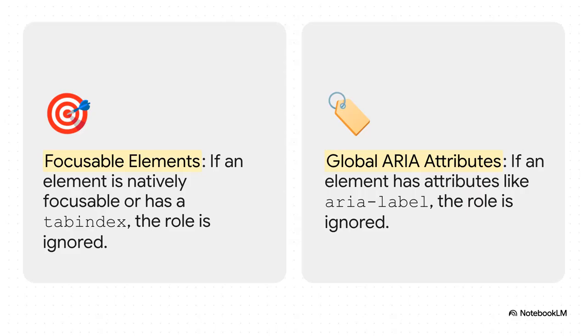The mute button breaks in 2 main situations. First, if the element is focusable. That means it's something like a link or a button, or you've given it a tab index. The browser basically says, hey, if a user can tab to this, it has to have a role. I'm not hiding it. Second, if the element has global ARIA attributes, like ARIA label. Again, the browser steps in to prevent important info from getting lost.